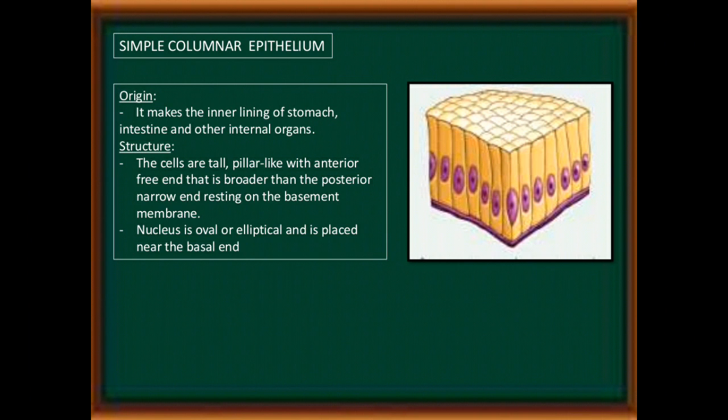Simple columnar epithelium: the structure is just like the column, means it is taller and nuclei are centrally located. Origin: it makes the inner lining of stomach, intestine and the other internal organs. Structure: the cells are tall, pillar-like with the free end broader than the posterior narrow end, resting on the basement membrane. Nucleus is oval or elliptical and is placed near the basal end.